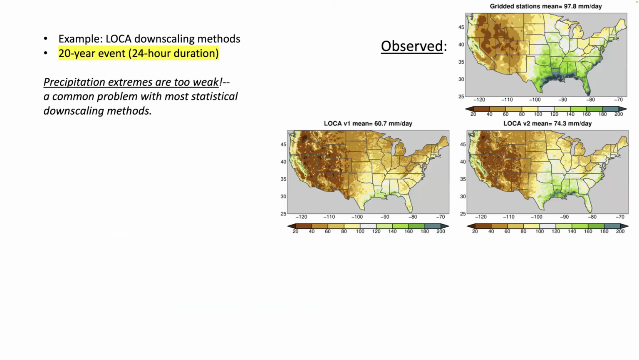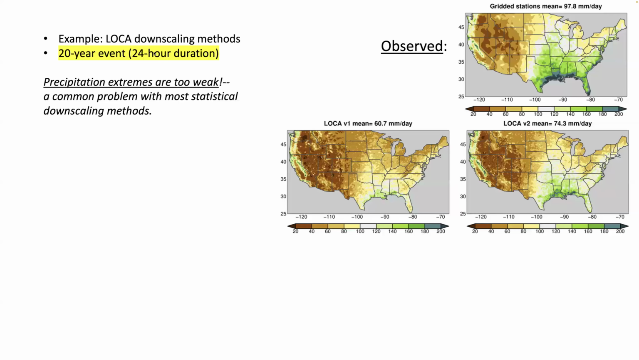I'm going to show you an example here of the ability or inability of statistical downscaling to capture extreme precipitation. If you're in the infrastructure working group, you care about this a lot, and you care about how well it's represented. So I'm going to show you an example of downscaling from LOCA, one of the methods I mentioned at the outset, and compare it to observations of a 20-year event. So this is a 1 in 20-year rainfall, 24 hours duration. So it's a pretty hefty storm.